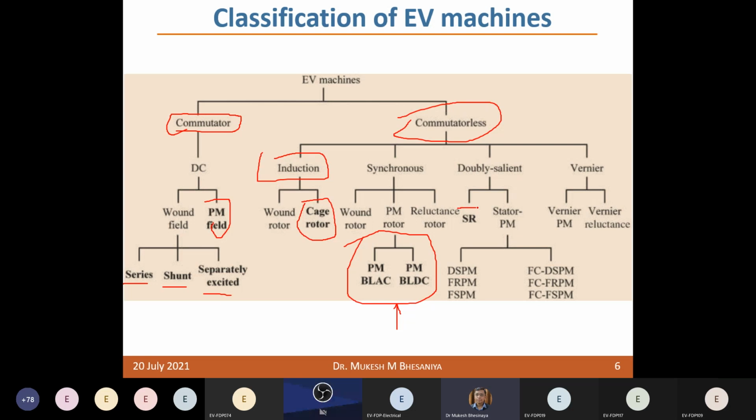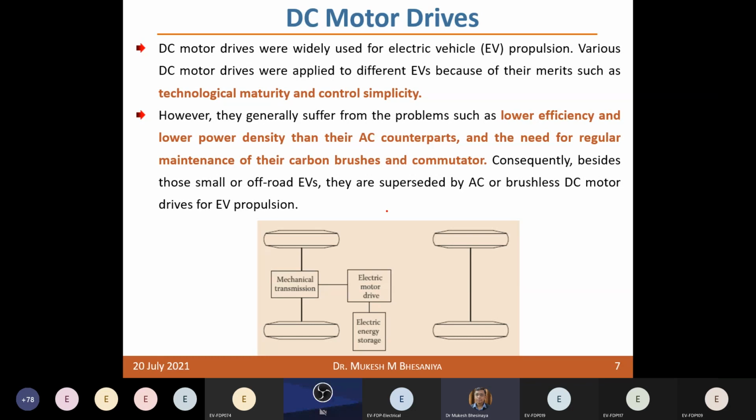You also find some literature or some applications of switch reluctance motors used in these EV applications. There are other configurations which are discussed in the literature but not used practically for EV application. Some of the configurations are already used in practical EV applications. Right, so let us start with the DC motor drive.